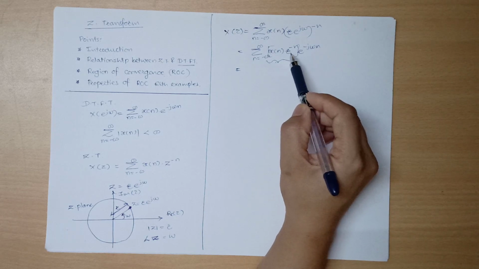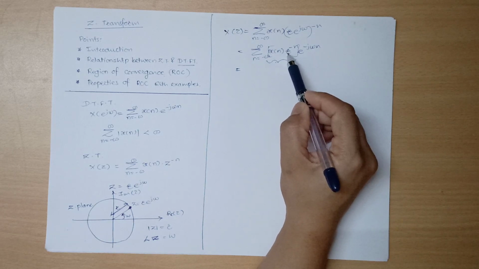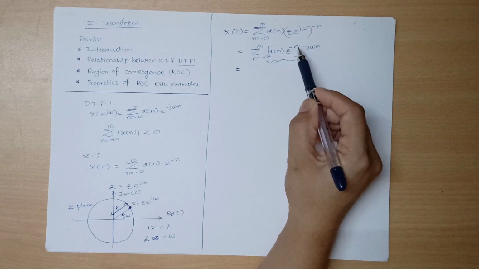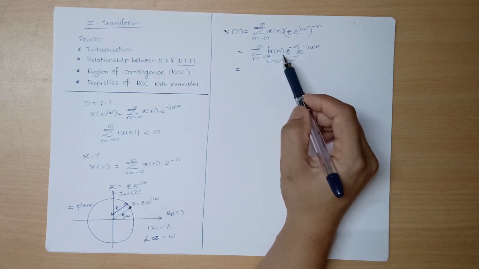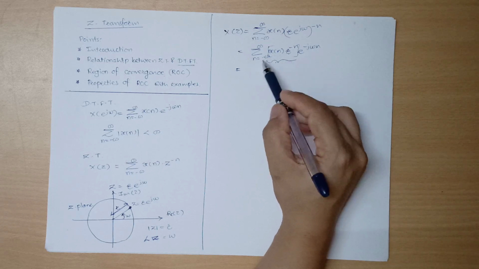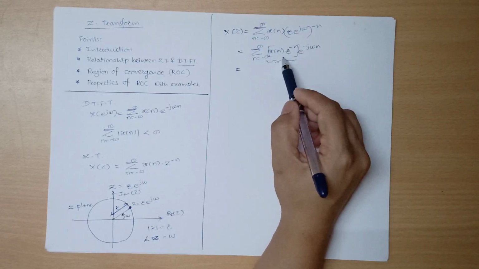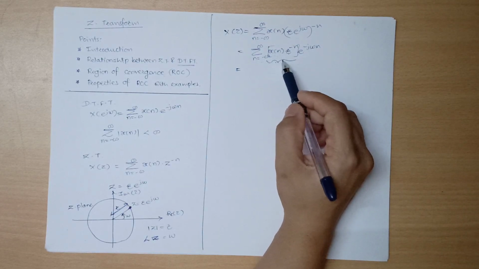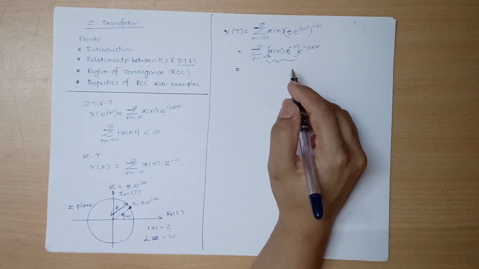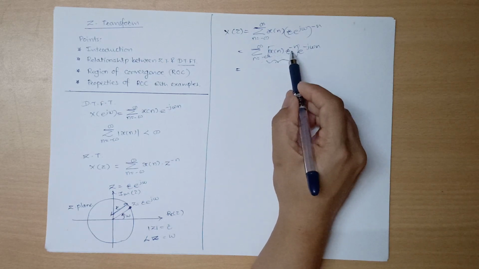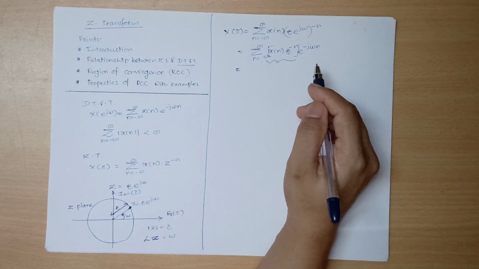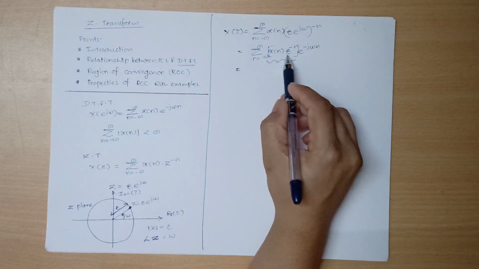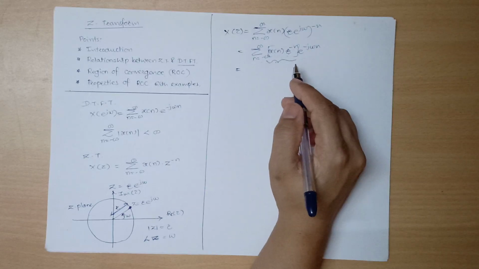The multiplication by an exponential convergent factor r raised to minus n makes this signal x of n absolutely summable, and we can take the transform of this signal. The signal becomes absolutely summable, but this depends on the values of r. What are the specific values of r for which the signal becomes absolutely summable?